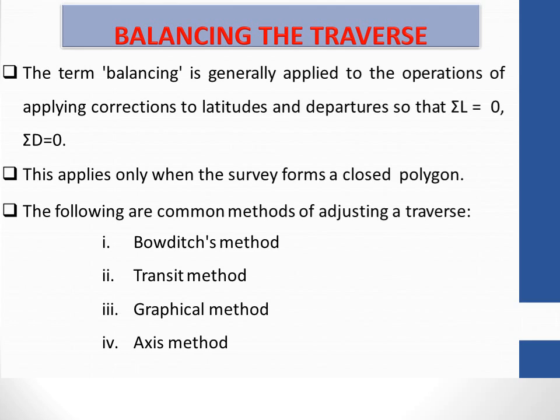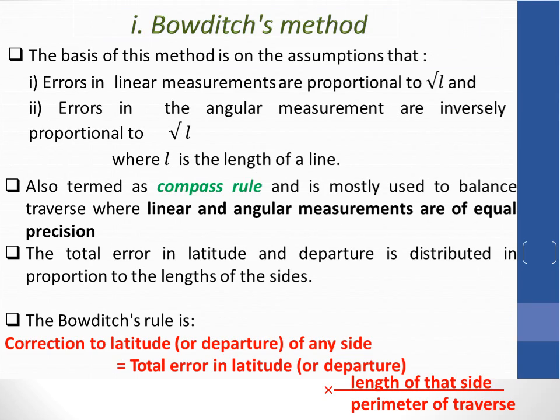So let us see what are the different methods. The following are the common methods of adjusting a traverse. First one, Bowditch's method. Second, transit method. Third, graphical method. And fourth is axis method. So we will see the detailing of the four different methods.